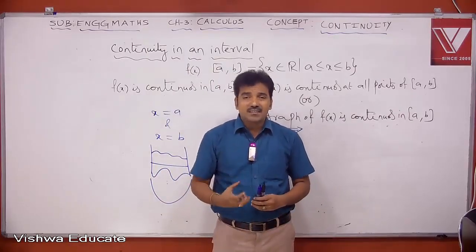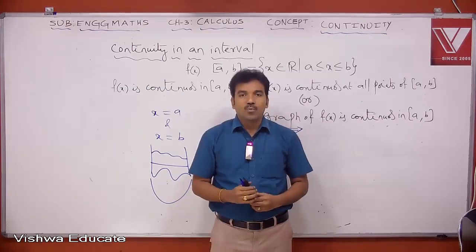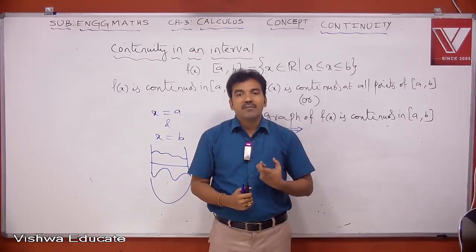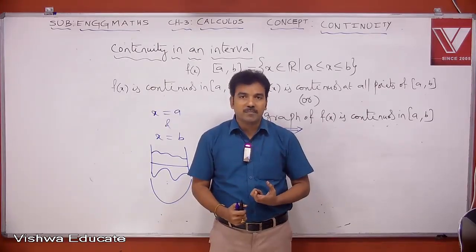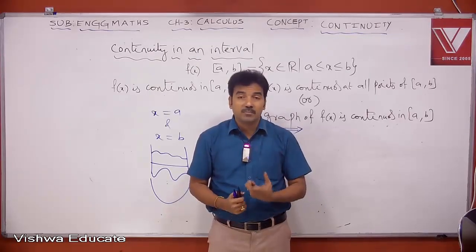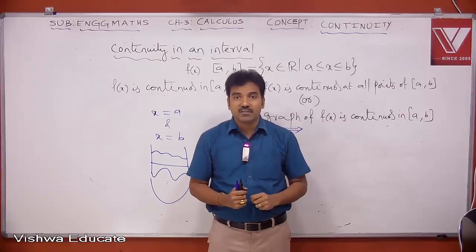Now we extend the same concept over a bigger domain, the closed interval a comma b. So we say that f of x is continuous in the closed interval a comma b if f of x is continuous at all points of that closed interval a comma b. But how many points will be there in the closed interval a comma b? Infinitely many points will be there. So you need to discuss continuity at all points in that interval.